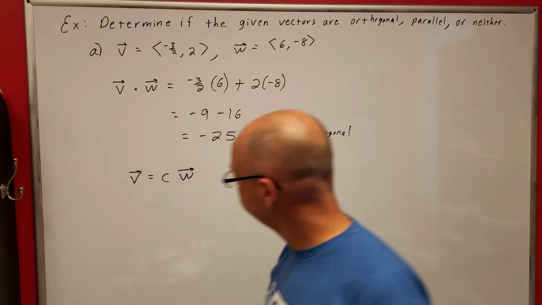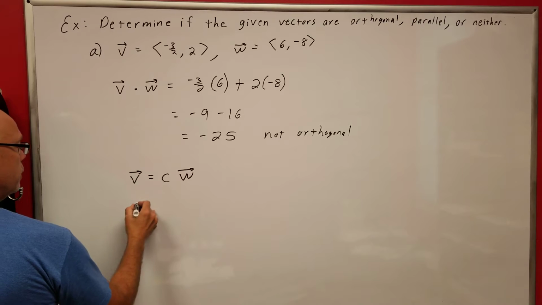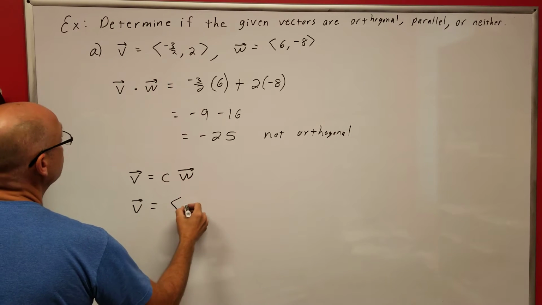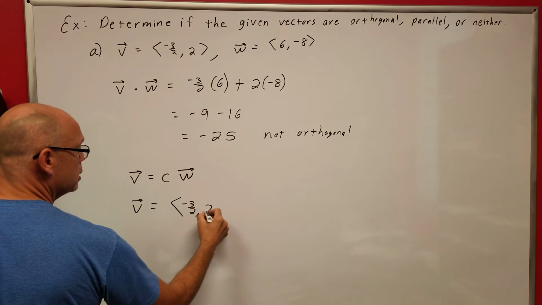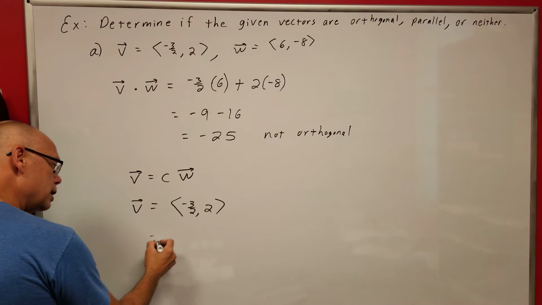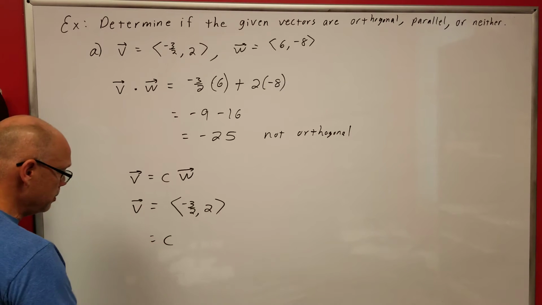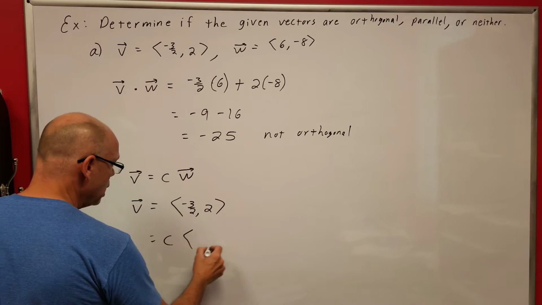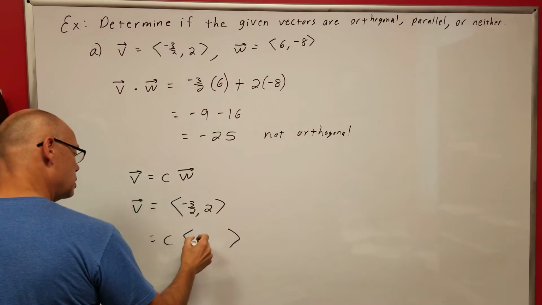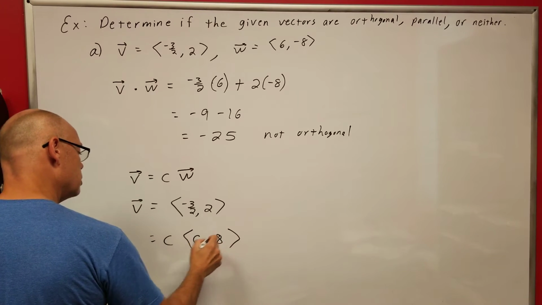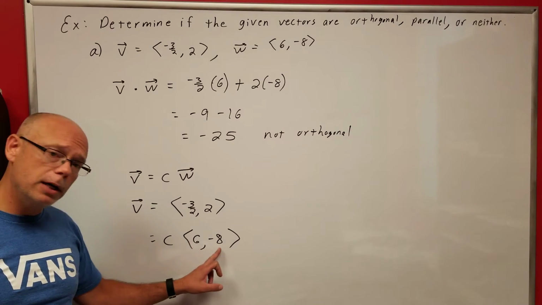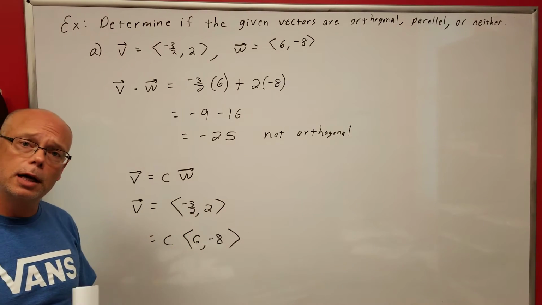Well, let me see. What is vector v, first of all? Let's just write down what vector v is. Vector v is given by the vector with components negative 3 halves, comma, 2. Now, can I rewrite this as some number c times vector w? And what is vector w? 6, negative 8. So in other words, can I find some c value so that whenever I multiply c by this, I get back this part?